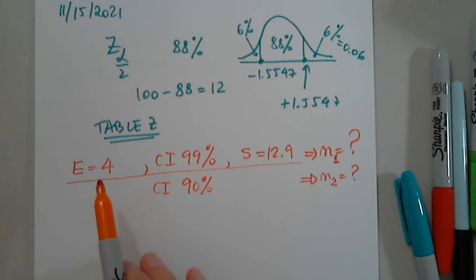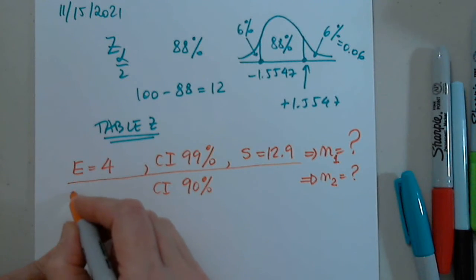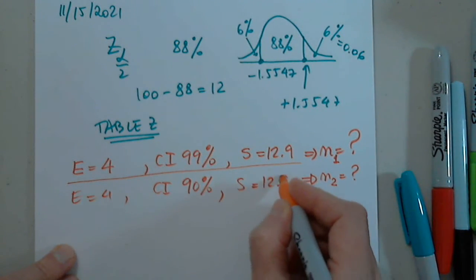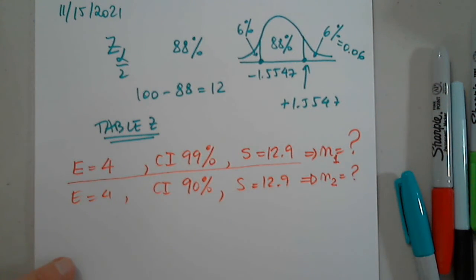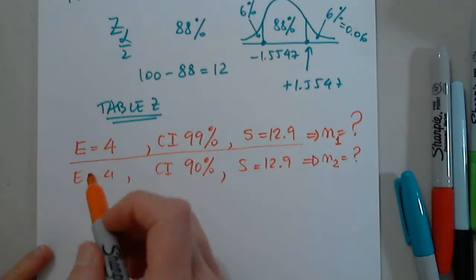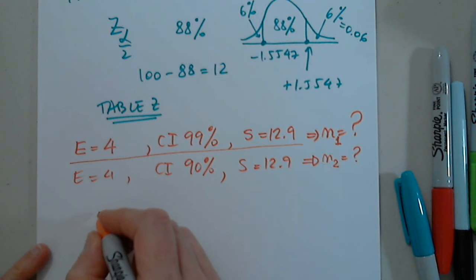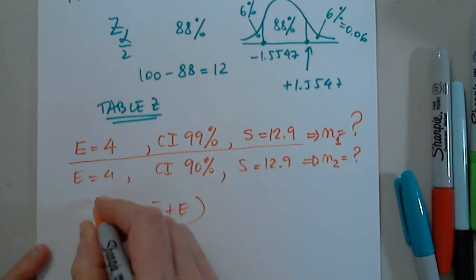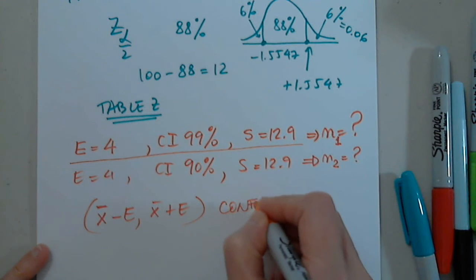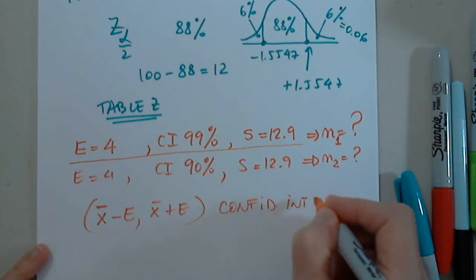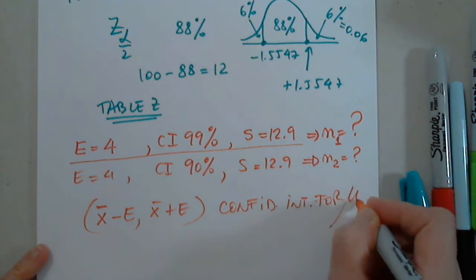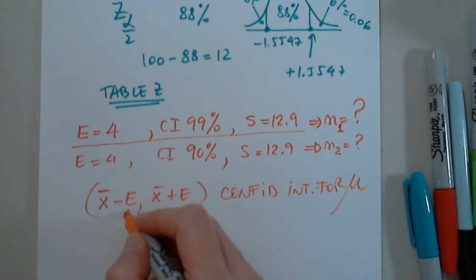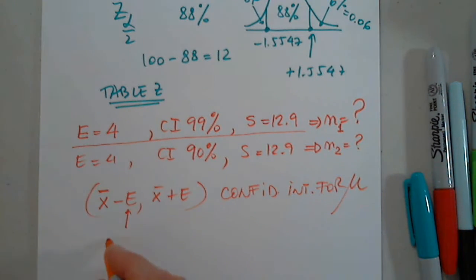So the sample size with margin of error 4, of course, everything is the same except the confidence level. Okay, so now let's remember the formula for this. So we have X bar minus E and X bar plus E. This is the confidence interval for the population mean, mu. Okay, so this, which is the margin of error, has a formula.